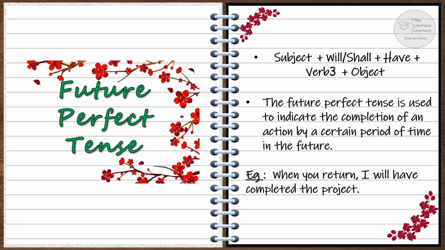3. Future perfect tense. Subject plus will, shall plus have plus verb third form plus object. The future perfect tense is used to indicate the completion of an action by a certain period of time in the future. For instance, when you return, I will have completed the project.